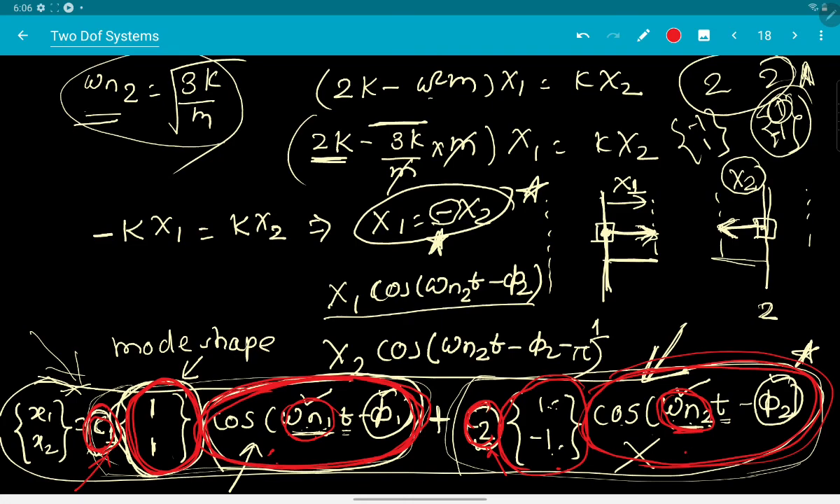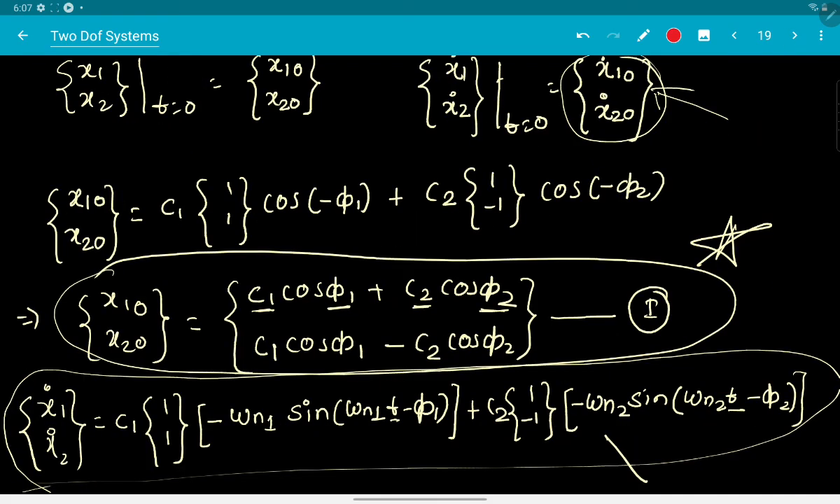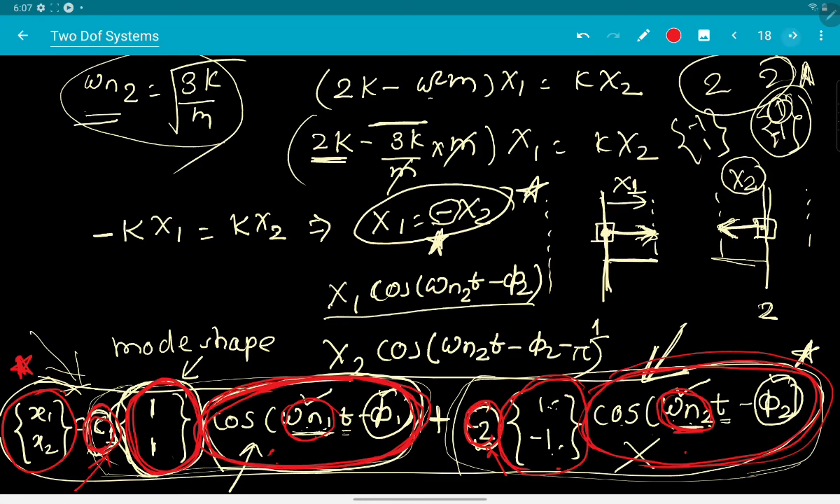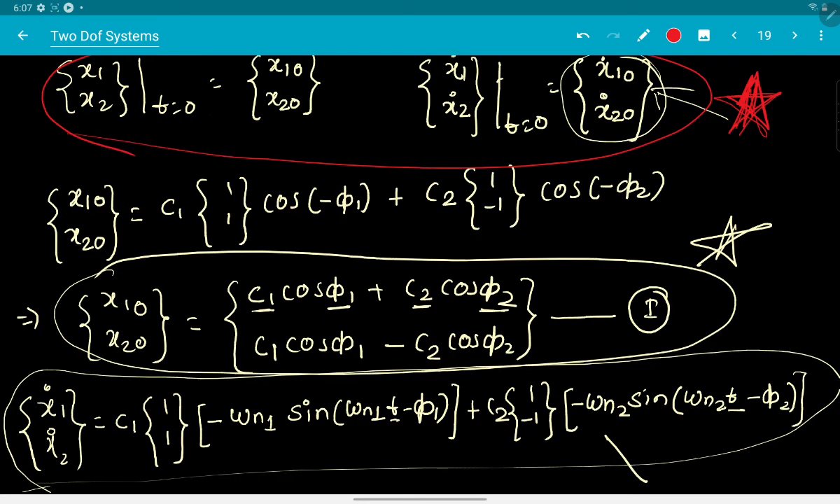If you do this superposition, then you get the generic displacement vector, which is x1 and x2. So what you have to do is use this particular expression, and in that expression input the initial conditions which you have already prescribed. If you insert these initial conditions into this, then you are going to get 4 equations with 4 unknowns.